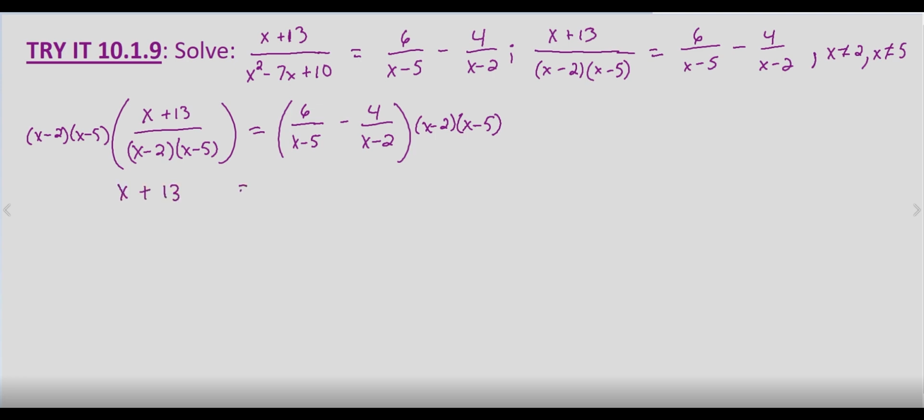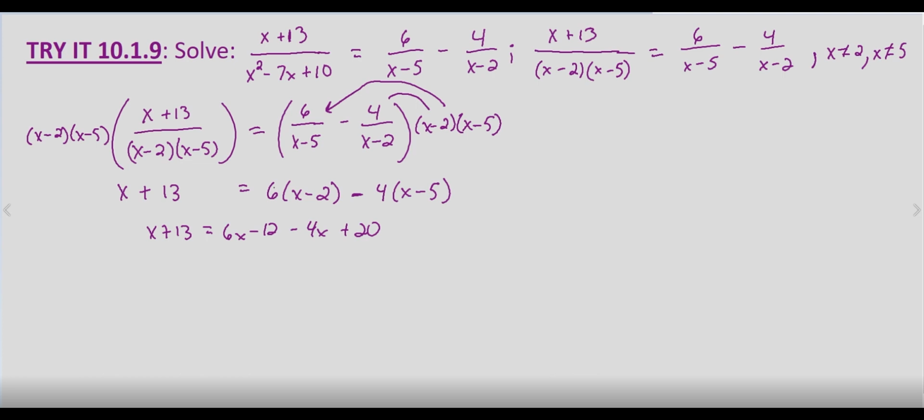On the right-hand side, when we distribute the x minus 2 times x minus 5, when we multiply that by the first term, the x minus 5's cancel, and we're left with 6 times x minus 2. And then when we distribute it to the second term, we still have a minus here, and we're left with 4 times, the x minus 2's cancel, so 4 times x minus 5. Distributing those values, on the right-hand side, we end up with x plus 13 equals 6x minus 12 minus 4x plus 20.